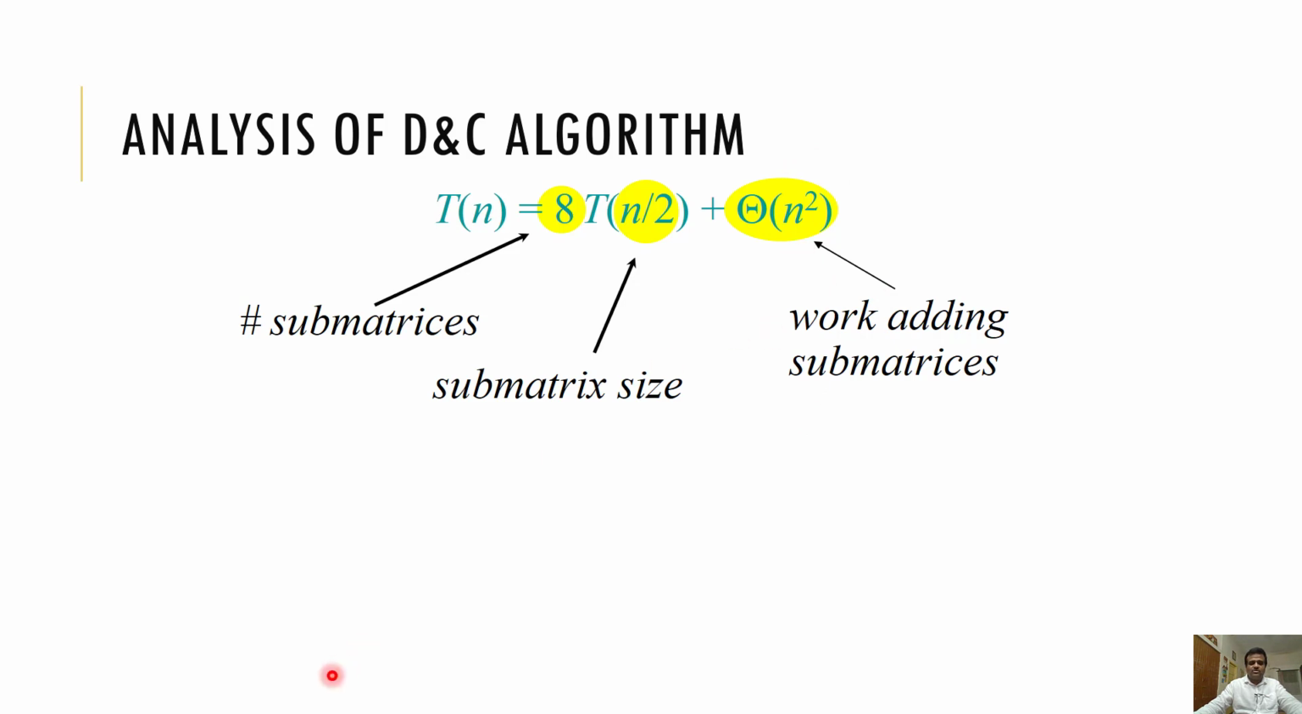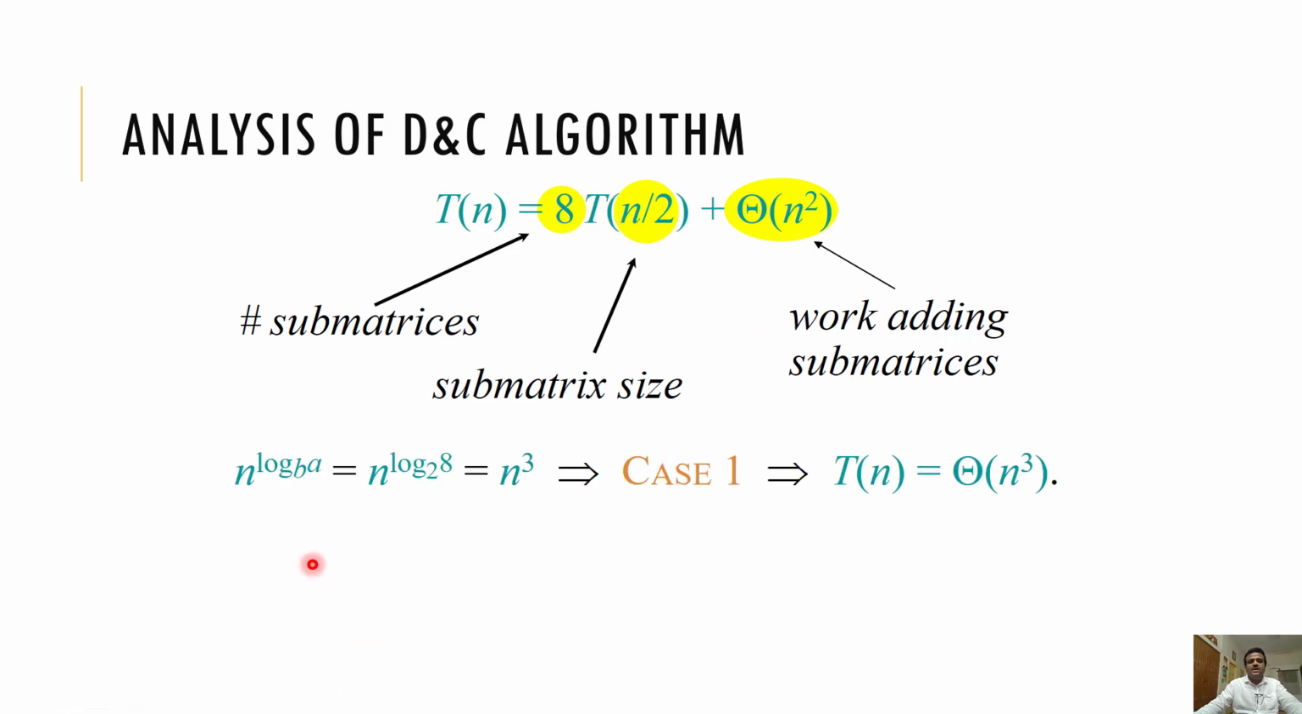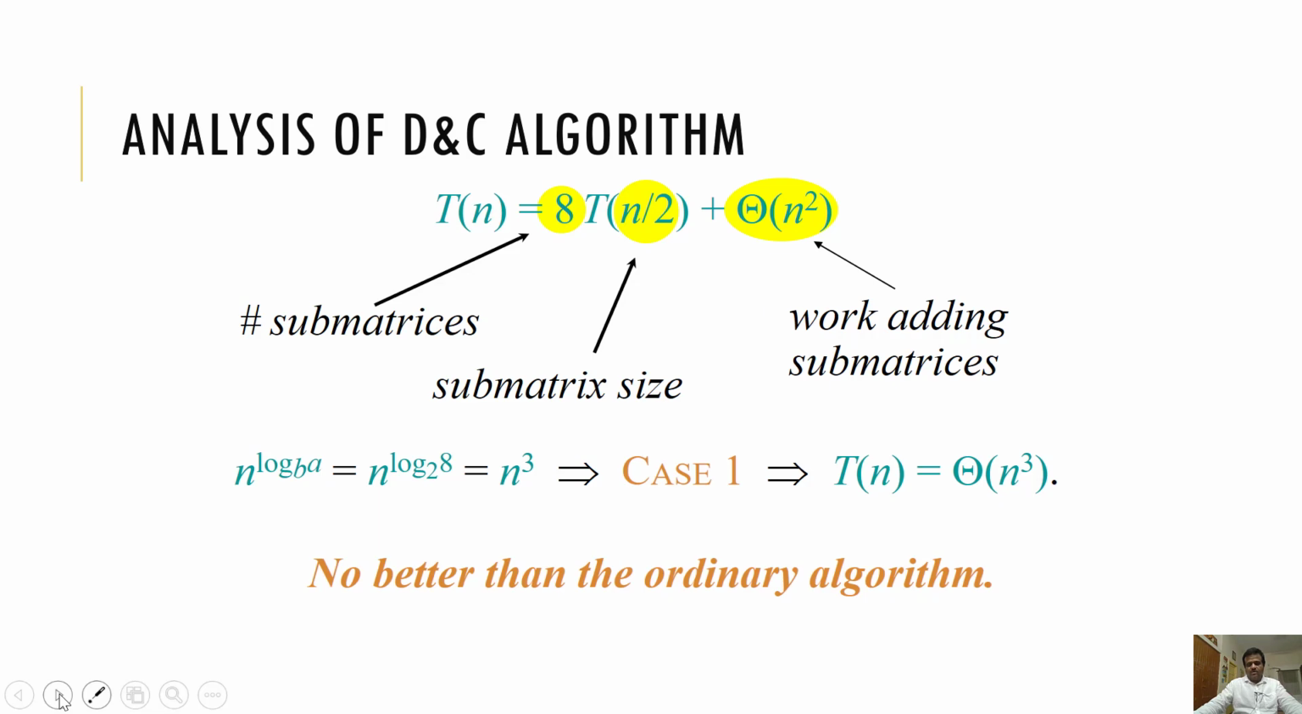So, that is the cost. Now, what is the solution for this? Again, if we use the master method, this is A, this is B. So, n to the power log A base B is n cube, but this is n square. So, it is case 1. Case 1 means the time complexity will be big theta of n cube, because this is the dominating term, which is not as good as the standard method.